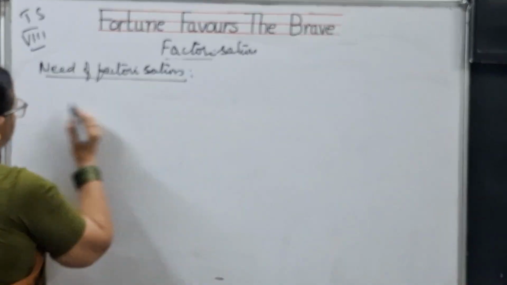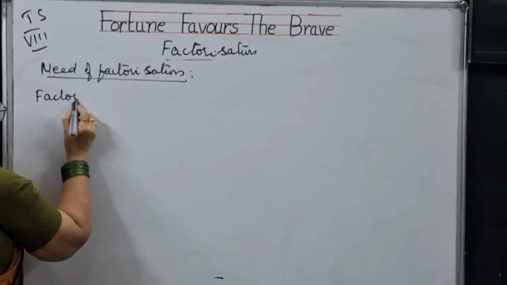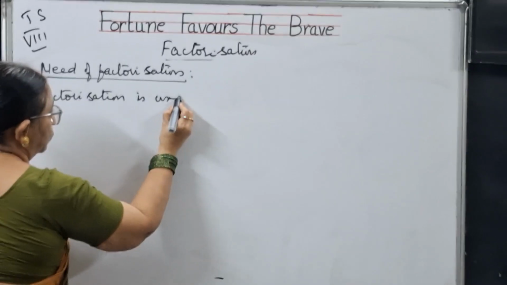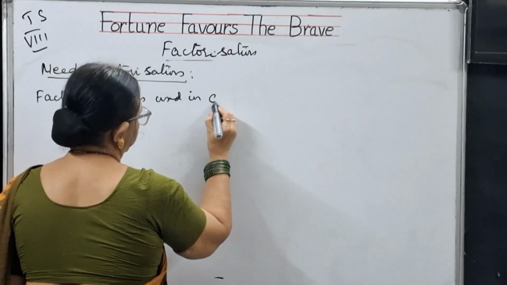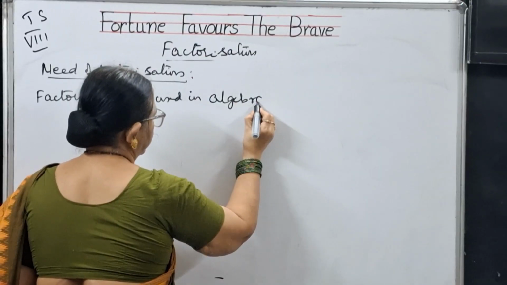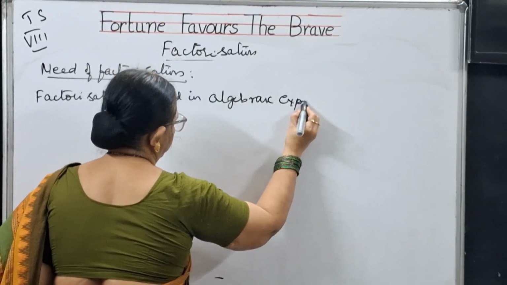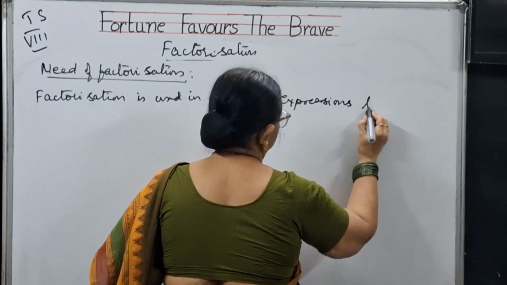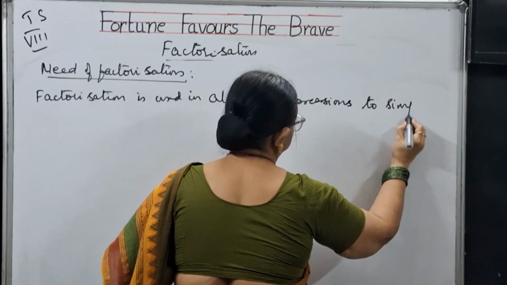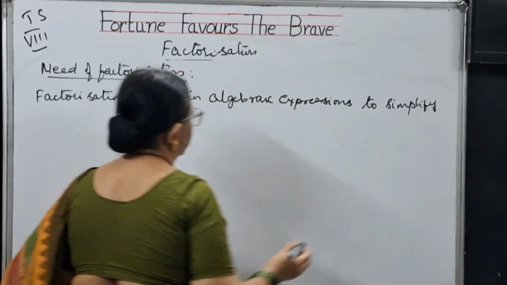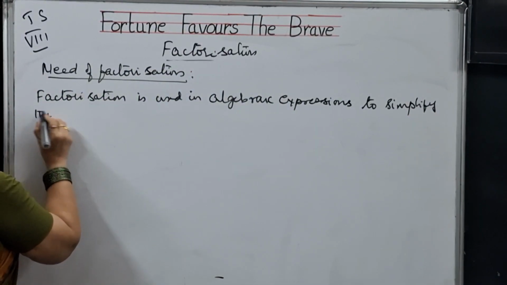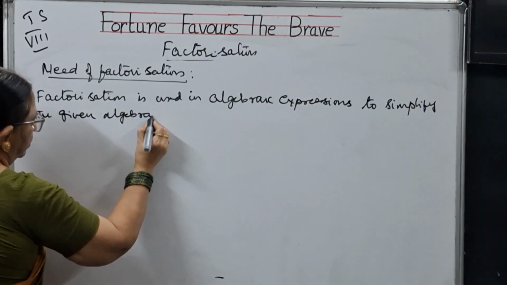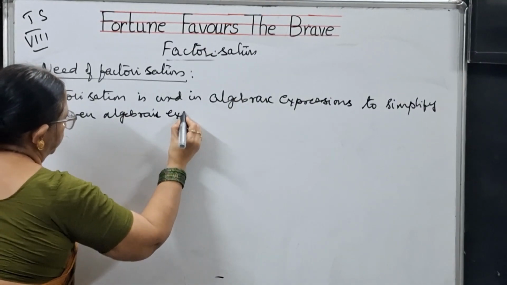Why do we need this? So factorization is used in algebraic expressions to simplify the given algebraic expression. This is the main reason, children.